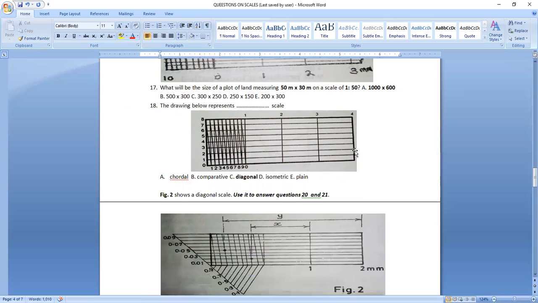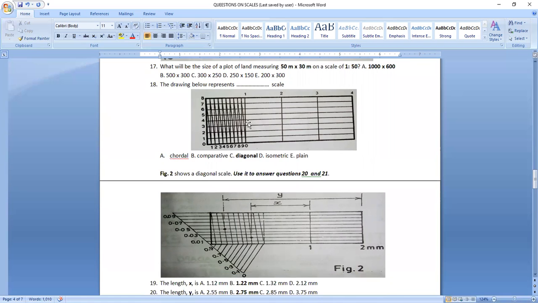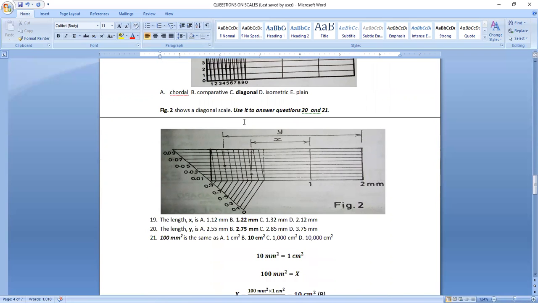Then we move to question 18, which says the drawing below represents a diagonal scale. So it represents a diagonal scale. A diagonal scale is used to depict or to show a maximum of 3 units of measurement. So this is a diagonal scale. Then move to questions 20 and 21.